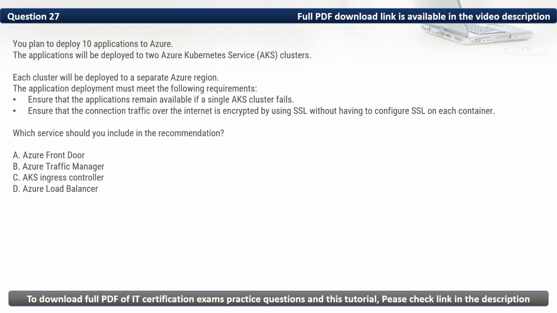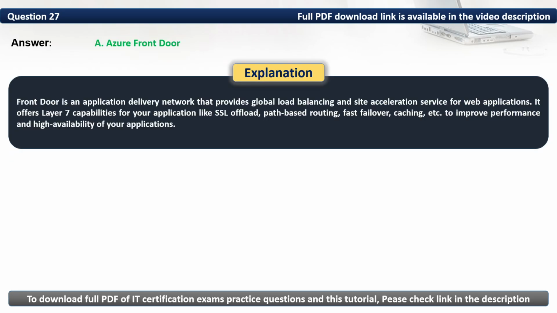Here in this question, we are planning to deploy 10 applications to Azure that will be deployed to two Azure Kubernetes Service clusters. Each cluster will be deployed to a separate Azure region, and the application deployment must meet the given requirements. As such, based on the given requirements, the service that we should include in the recommendation is Azure Front Door. Thus, the correct option is A.